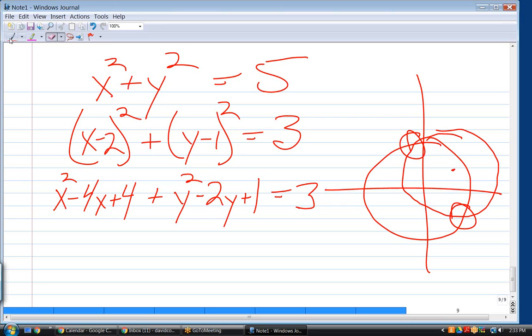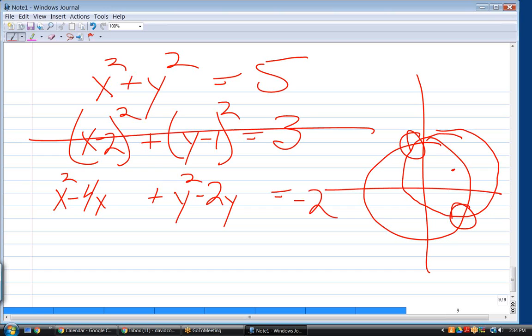Now, always remember, you don't want to change anything. That's exactly the same as that. I haven't done anything special. I haven't squared both sides or anything like that. All I've done is distribute that. Now, let's simplify these numbers. If I've got plus 4 plus 1, that's plus 5. Let's move that to the other side and make that a minus 2.